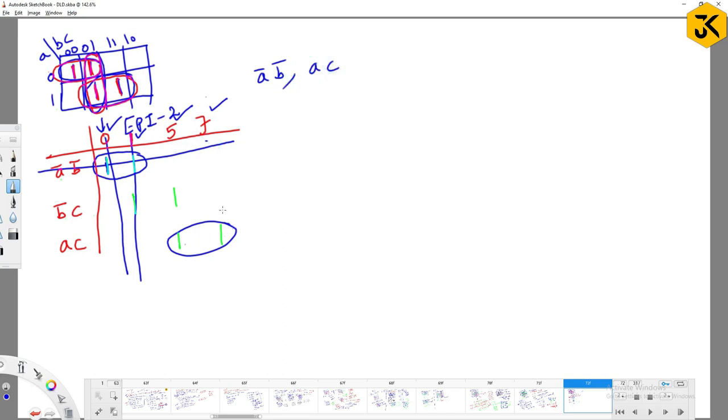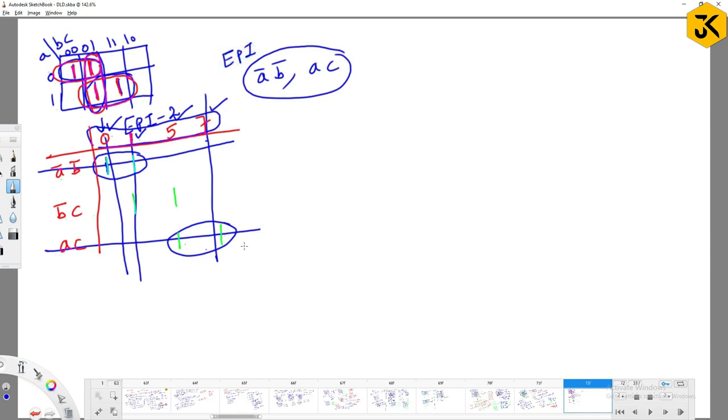If I include this, I have to remove this column. If I remove this column, is there any term that needs to be covered? 0 1 already covered, 5 7 already covered. So there is no other requirement to cover. So these are the essential prime implicants that we need to find out. Right? If they are asking for prime implicants, you can simply find out whether they are subparts or not. You can do that.